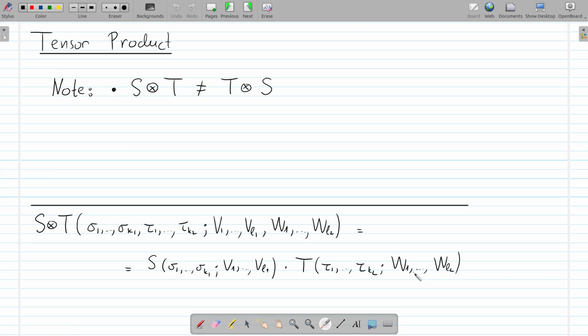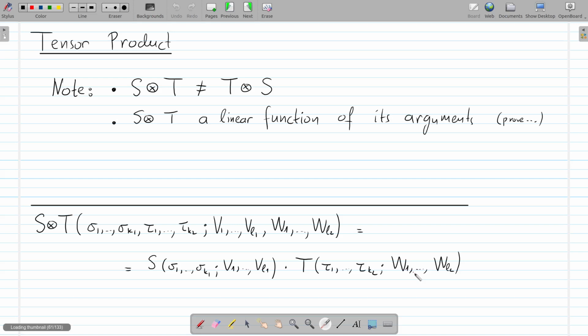Notice that this binary operation is not commutative, and the tensor product of S with T is different from the tensor product of T with S. Of course, we have to show that the tensor product is indeed a tensor, so it must be a linear function of its arguments. This is true, and you can easily prove it yourselves by considering examples of low-rank tensors.